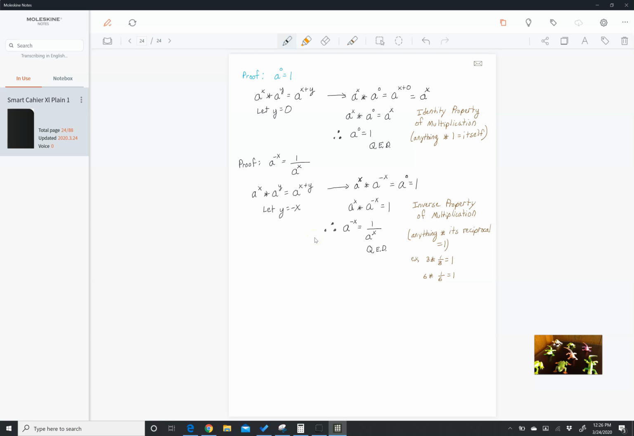Okay. So now we proved all of these rules, which is really nice, but let's put them to use. Let's actually figure out how they're helpful. So one of the things that we do is we use them to simplify exponential expressions. So we take something that looks really complicated, and then we make it much simpler.